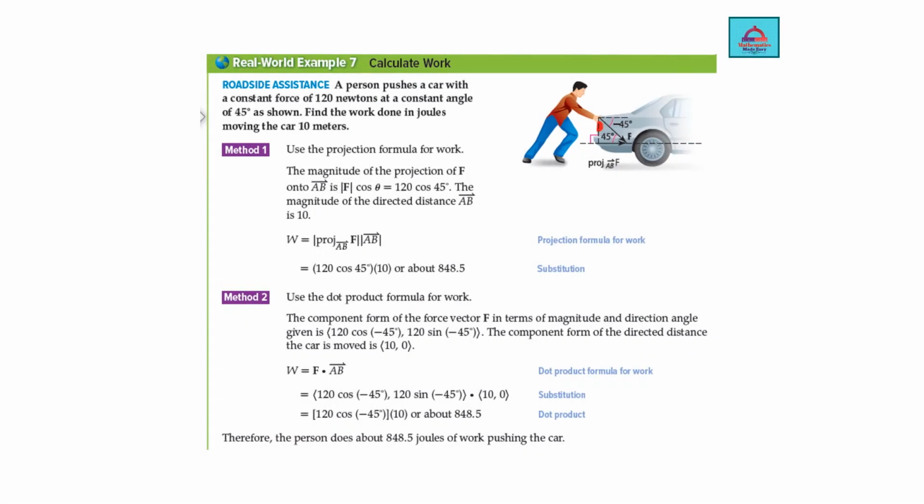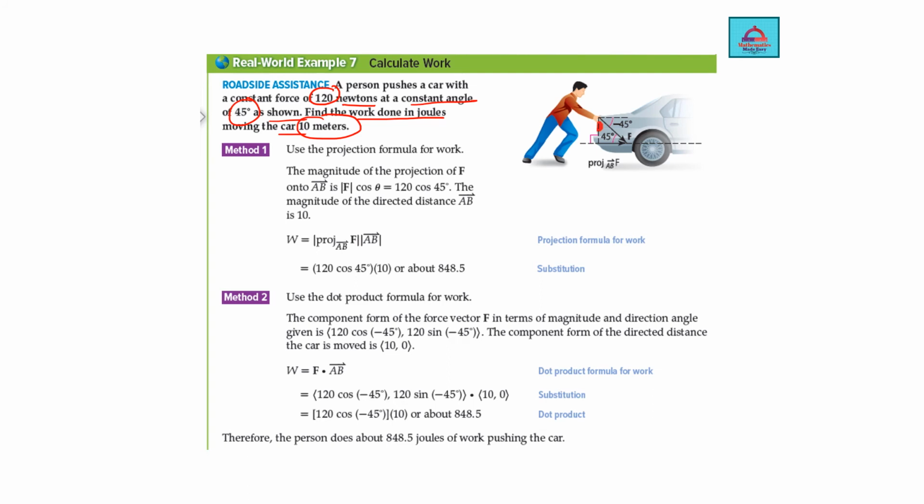Okay, so before I show you the question that we'll be solving from your math book, let's do a real world solved example where you calculate work. So let me read out the board problem loud and clear for you, and we are going to highlight the important information as always. A person pushes a car with a constant force of 120 newtons at a constant angle of 45 degrees as shown. Find the work done in joules moving the car by 10 meters.